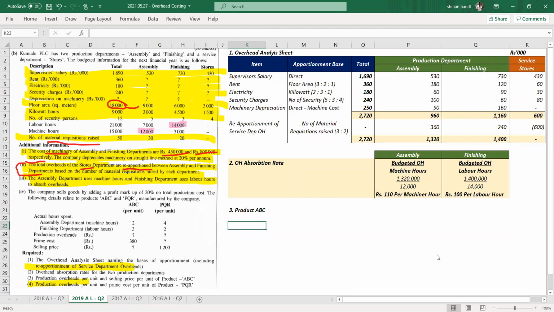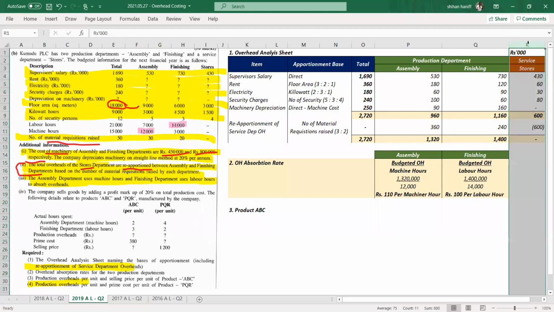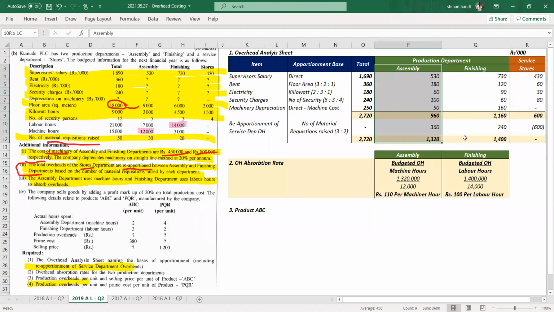There is a question: is it always zero in the stores department at the end? Yes. So always the stores department final cost should be zero. The reason is the service department doesn't manufacture anything. Only the production department has an output. That is why we apportion this. So product ABC.